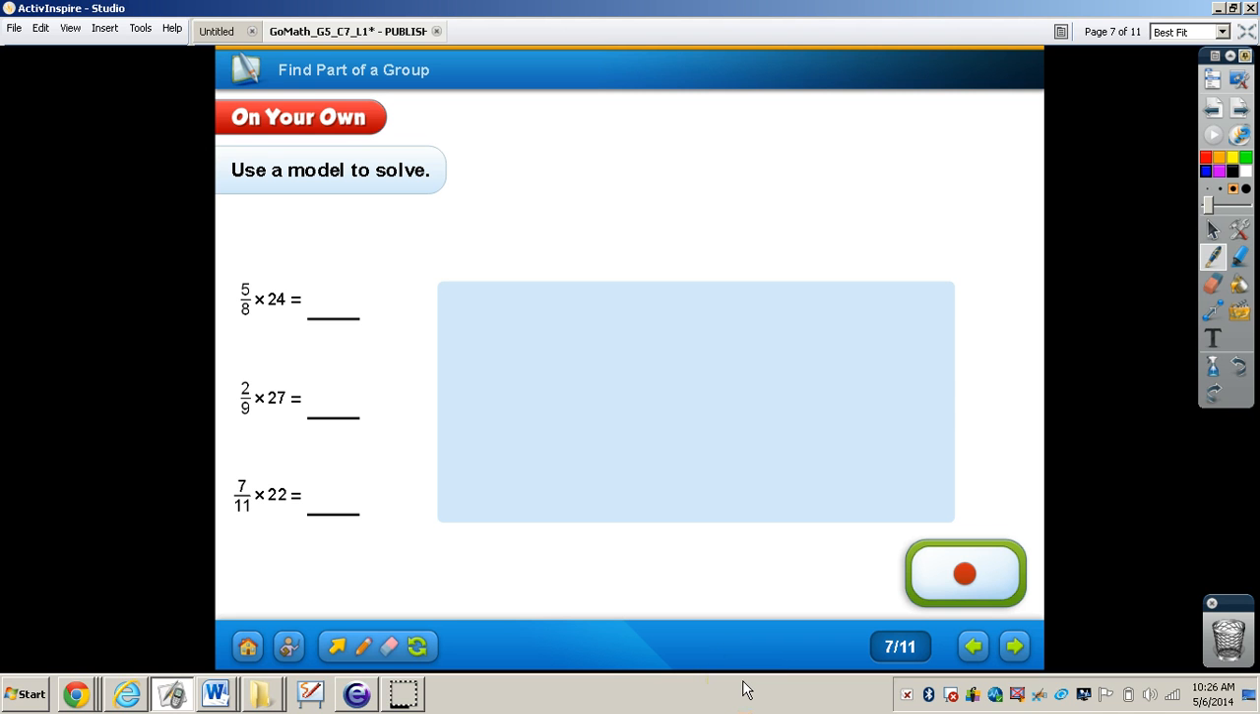Okay, I do want you to do these problems on my screen, right in your math book. It's actually numbers 5, 8, and 10 in your math book. Work these problems out. You do need to use a model to solve it. And when you finish, you can press play and I'll have the answer for you. So pause the video now. Okay, you should have the answer 15, 6, and 14.